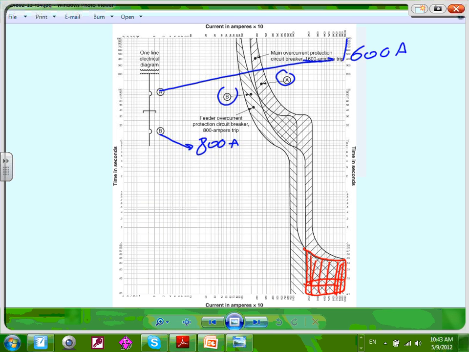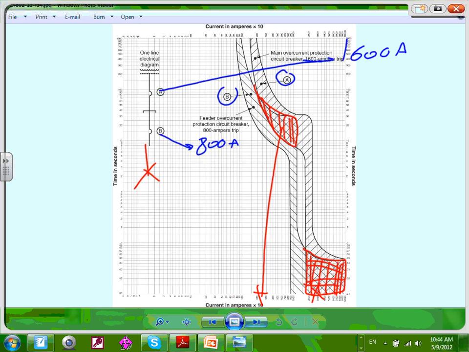So what does that mean, Chris? If I have a short circuit right here, and the short circuit was at this level, I really don't know which one of them would trip. Both of them will trip. They're not going to coordinate. Another area that they're not coordinating, can you guys see that right in here? That little overlap area?